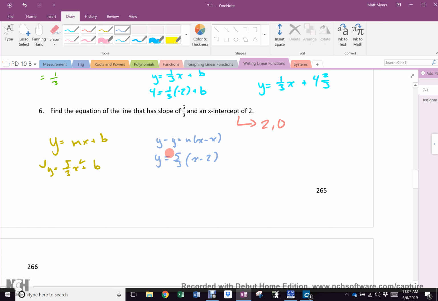Could I stop there? Yes. Could I finish this up? Yes, and I would find that b was 10/3 or 3 1/3. Everybody cool? Read the question. You always get the answer because everything is an x and a y.